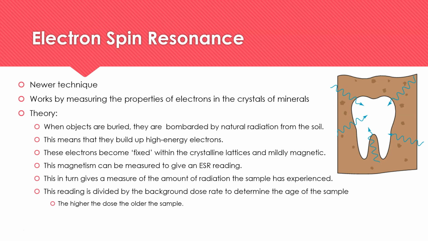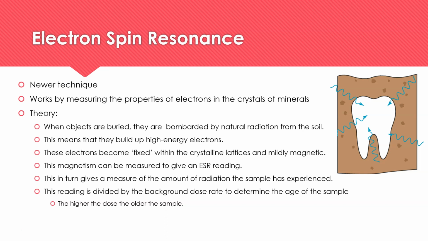So I mentioned there were 2 other sorts of techniques we could use when it came to absolute dating. These are both on the newer side of techniques, and so not as commonly heard of. Electron spin resonance is a new technique where we look at the minerals in the rock or the organic material that's been left behind, and you're looking at the electrons in those minerals. The theory goes like this. When you bury an object, there's all this bombardment of natural radiation. It's completely normal. But as they're being bombarded by this natural radiation, they do build up some higher energy electrons.